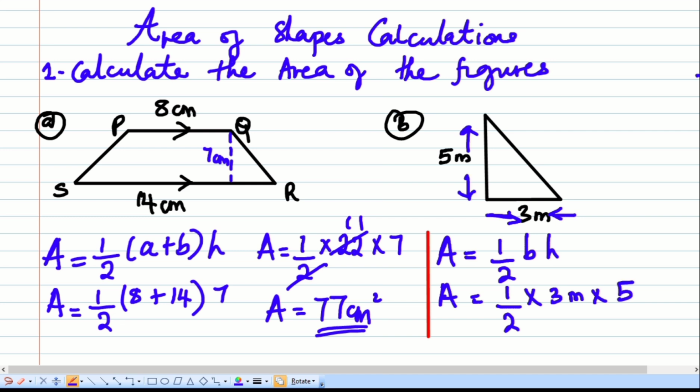So 2 can't cancel any of these. Let me just multiply everything. 1 times 3 is 3, 3 times 5 is 15. So we have 15 divided by 2, which is 7.5. 2 into 15 is 7 remainder 1, and 1 divided by 2 is 0.5. So we have 7.5 meters squared. That's the area of the shape. The first shape is a trapezium, while the second is a triangle.